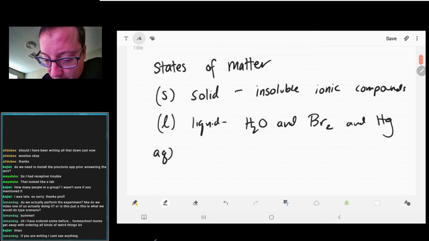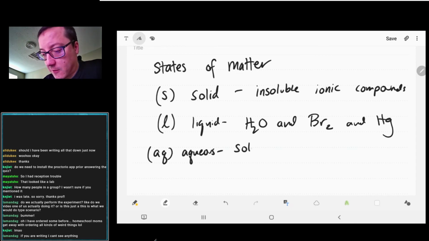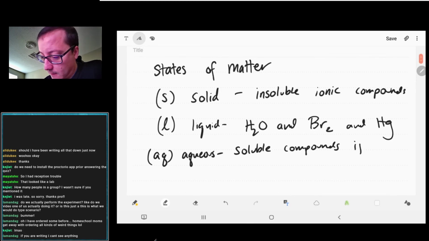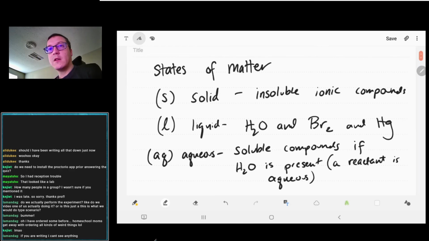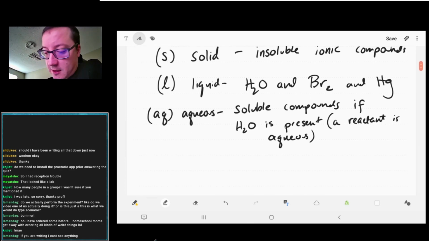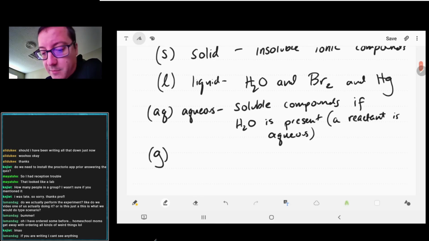Alrighty, we also talked about our aqueous things. Those are going to be soluble compounds if water is present, which means a reactant is aqueous. So remember, these are all for products. Your reactants would be given to you, what their state of matter is. Okay, so all this stuff we did yesterday, we're going to practice that, of course, in a little bit.